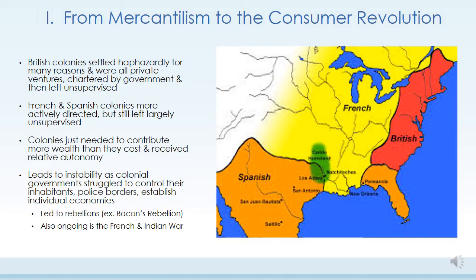So this leads to a period of a lot of instability at the end of the 17th century because these local colonial governments were really struggling to control their inhabitants, to police their borders, and to establish successful individual economies. And the economy of each colony is going to vary depending on the location and the individuals living there. In a lot of colonies, the elites would vie for control, and then in others, the poor people would rise up and they would rebel against the elite leadership if it was insecure in any way.